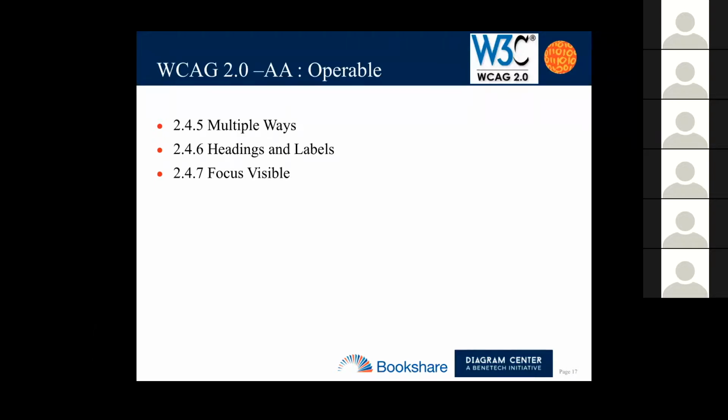Operable: multiple ways of getting to different pages. So if you have a table of contents, that's one way to get to the page. And as long as you can go from one page to the next, that's another way, so you've already met that criteria. And if you have a page list, even better, you've got a third way of getting to that, or a list of images or tables, for example. Make sure your headings are labeled.